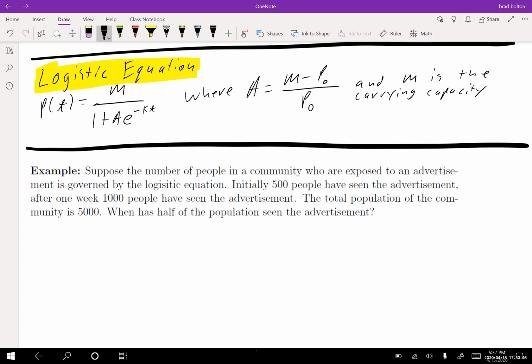So suppose the number of people in a community who are exposed to an advertisement is governed by the logistic equation. Initially, 500 people have seen the advertisement. After 1 week, 1,000 people have seen the advertisement. The total population in the community is 5,000. When has half of the population seen the advertisement?